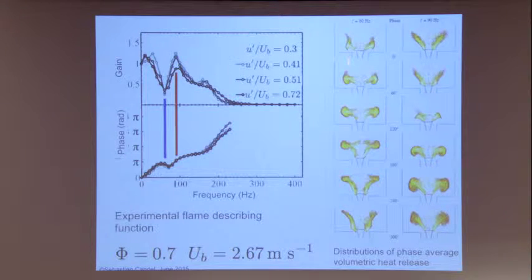And if you look at the dynamics of these flames, now in this case there was still a bluff body, but we did also studies without the bluff body. So it's a swirling flow with a bluff body. So at 60 Hertz, you have one kind of motion here.